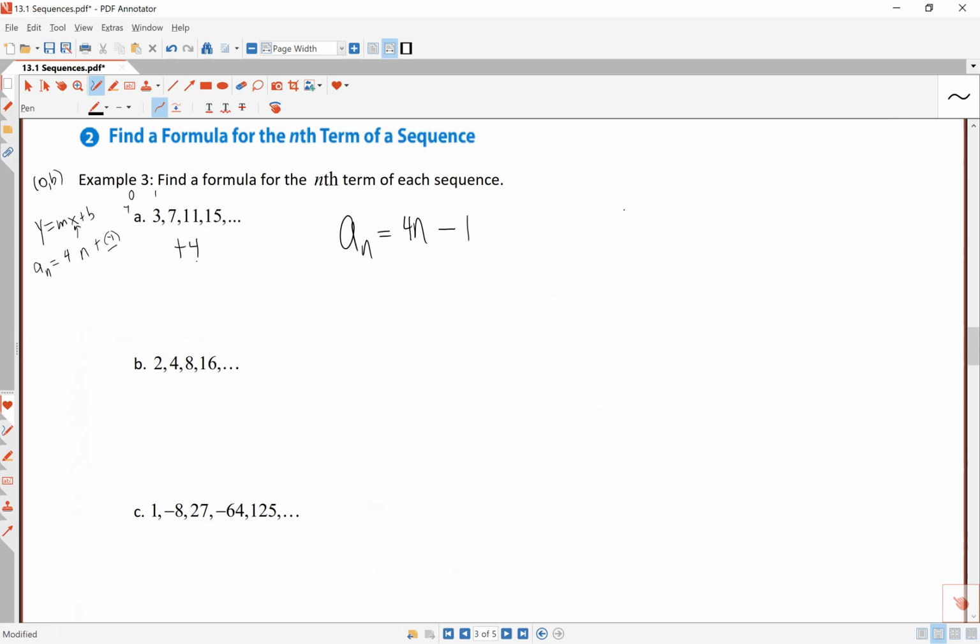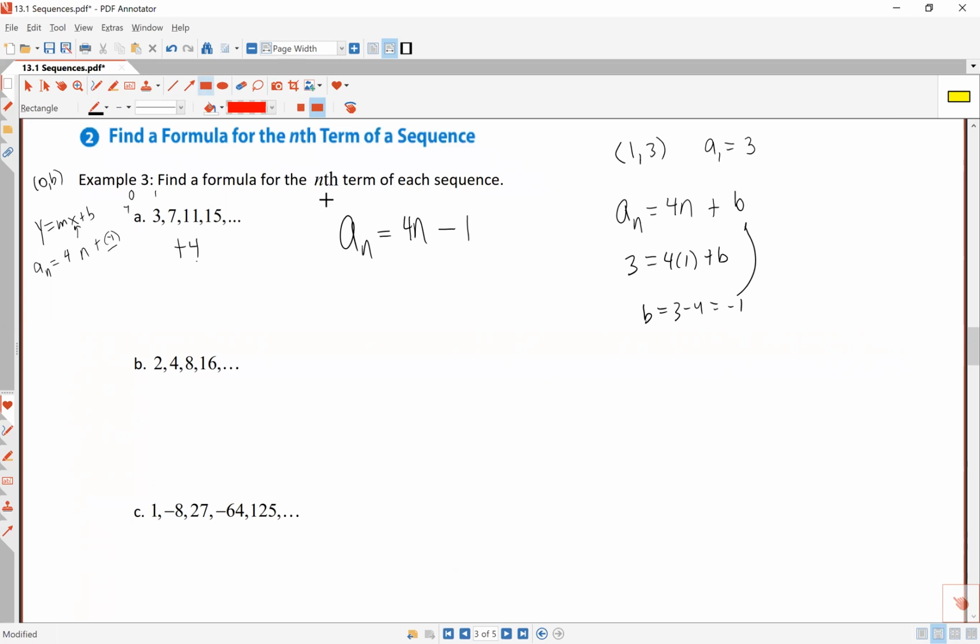Another way to do it would be to say that you know that a sub n is 4n plus some kind of number b. You could say that it goes through the point (1, 3), the first term is 3, which means that a sub 1 is 3. We could do 3 equals 4 times 1 plus b, telling us that b is 3 minus 4, or -1. Giving us a sub n is 4n minus 1.